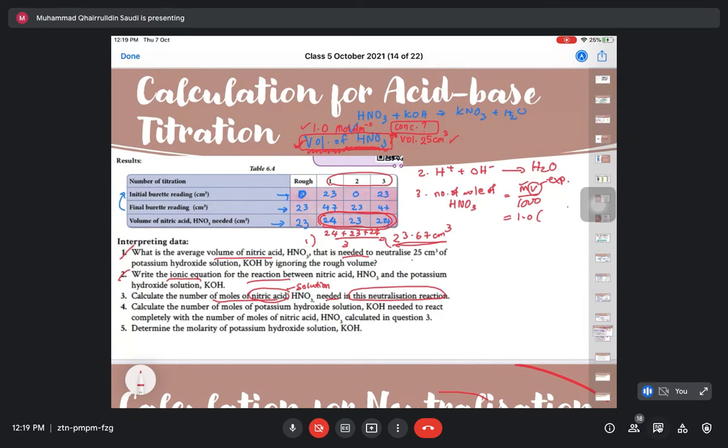Number one tadi kan? So this is the volume of nitric acid used, so that is why we put this value. 23.67 divided by 1,000. So you will get, what is the number of mole? 0.02367 mole. Nice.